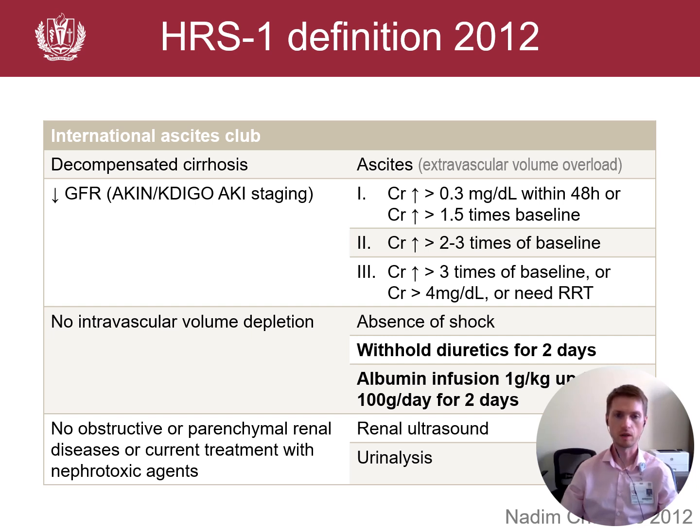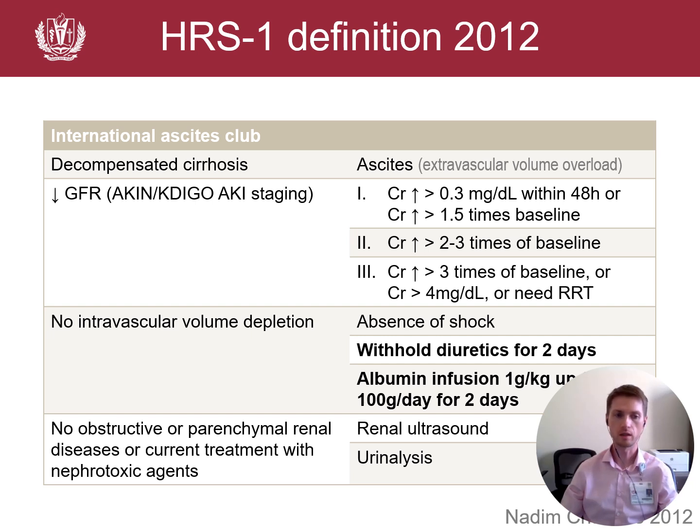In 2012, this was what we had basically for a definition of hepatorenal syndrome type 1, which would now be termed HRS-AKI. You had decompensated cirrhosis or liver failure, which required ascites. You had AKI, which was defined by the Akin-KDIGO AKI staging criteria.